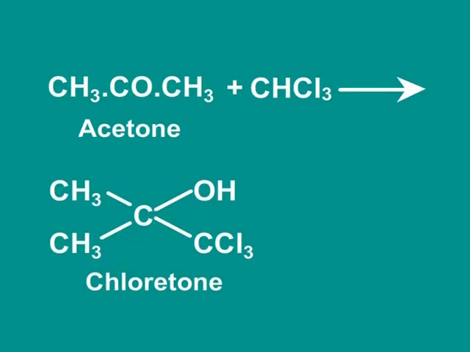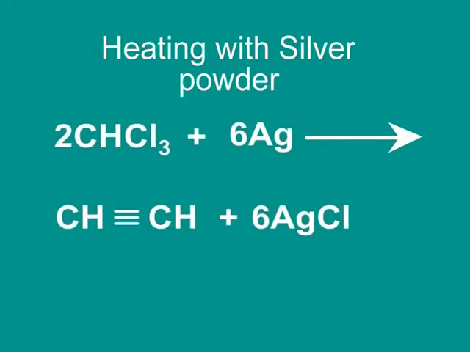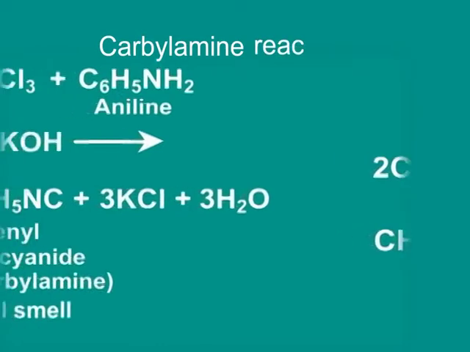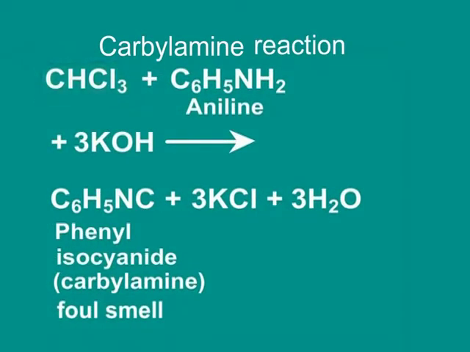Let us now learn about heating with silver powder. On heating with silver powder at high temperature, chloroform gives acetylene along with silver chloride. We will now learn about the carbylamine reaction. Chloroform, when warmed with a primary amine and alcoholic potassium hydroxide, gives a bad or offensive smell of carbylamine. The reaction is used as a test for chloroform and primary amines.